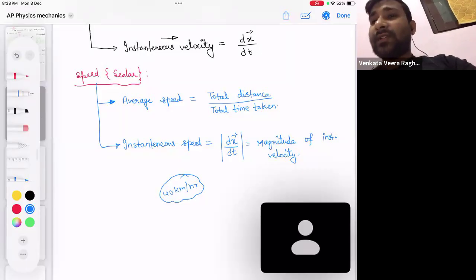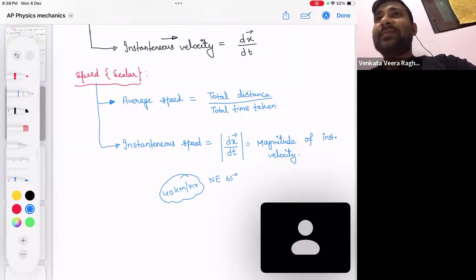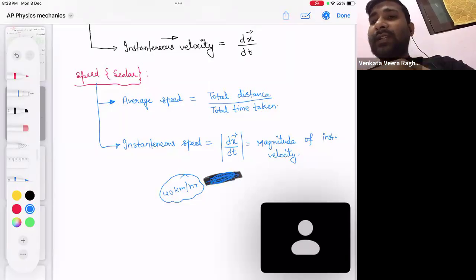Now it will also represent 40 kilometer per hour north east 65 degree, something like that showing on the screen. Now tell me, if I only tell you this part, let me hide this one. Okay, I have hidden this one. Tell me what I am telling you. If I hid this, only 40 kilometer per hour, that is the instantaneous speed.